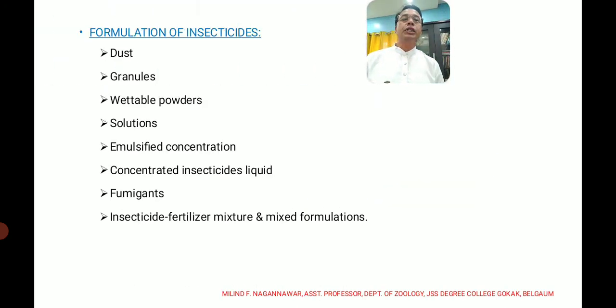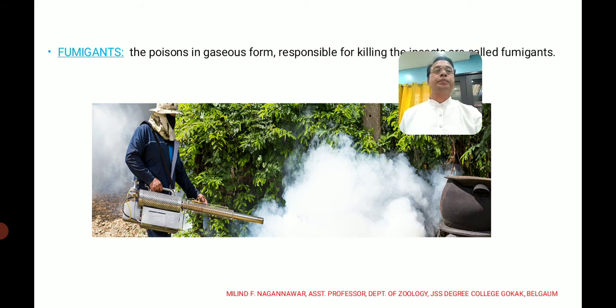Then the formulation of the insecticides: it can be used in the form of dust. The farm can be dusted with powder, or it can be granules or wettable powders, or used in the form of solutions, emulsified concentrates, concentrated insecticide liquid, or fumigants, or insecticide-fertilizer mixture. That is, the insecticide can be mixed with the fertilizer, made into one formulation, and used.